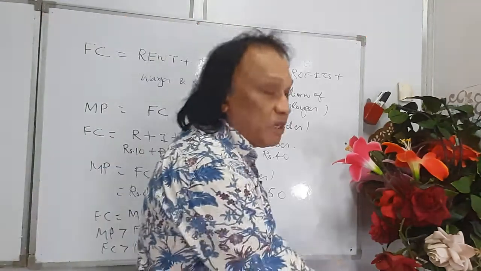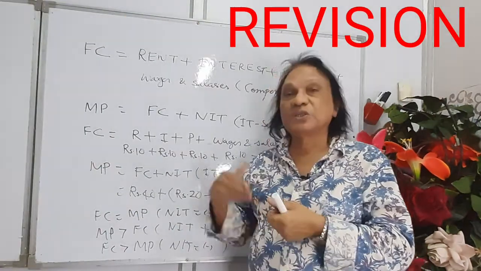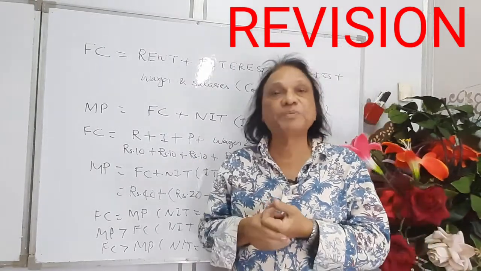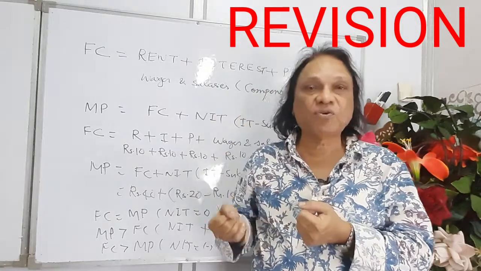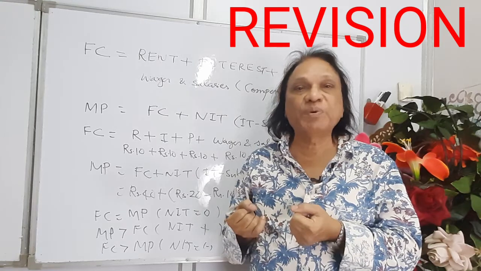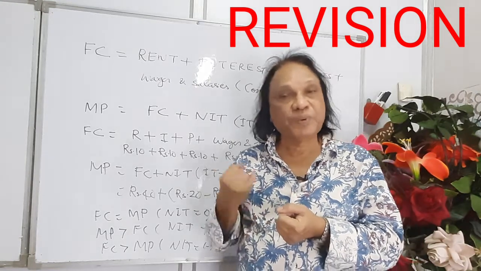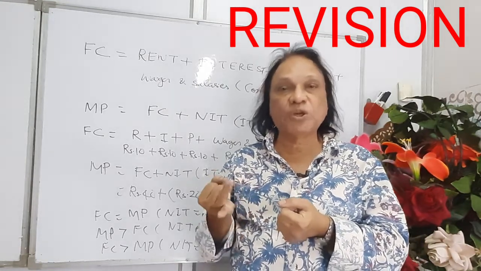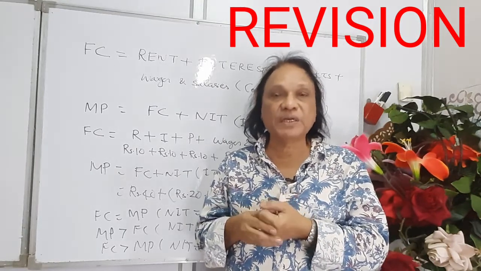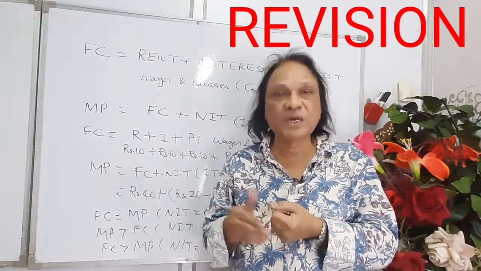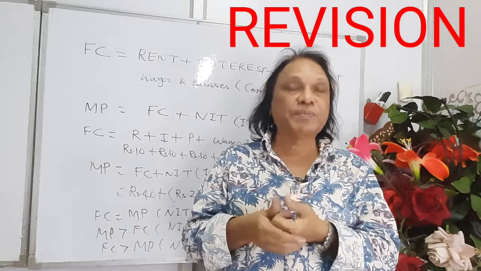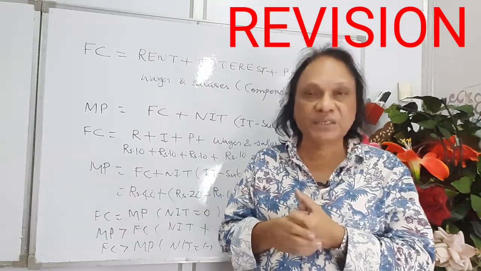So we'll do the revision part of it once again. This is the topic we discussed today: factor cost and market price. I repeat once again. What is factor cost? Factor cost is the cost incurred by the firm on the 4 factors of production: land, labor, capital, and entrepreneurship. We have to pay rent to land, wages and salaries to labor, interest to capital, and profits to the entrepreneur. So factor cost is equal to rent plus interest plus profits plus wages and salaries. What is market price? Market price is the price of the commodity in the market. Market price is equal to factor cost plus NIT.